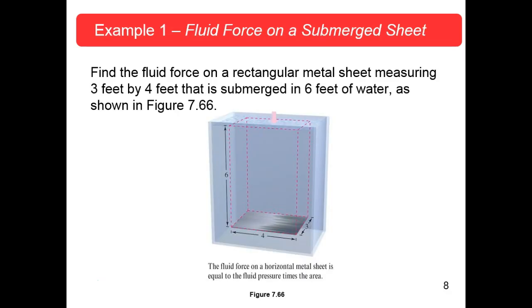Here is example 1. Find the fluid force on a rectangular metal sheet measuring 3 feet by 4 feet, horizontal, that is submerged in 6 feet of water, as shown here. Here is your sheet, 3 feet by 4 feet, and we want the pressure on it.